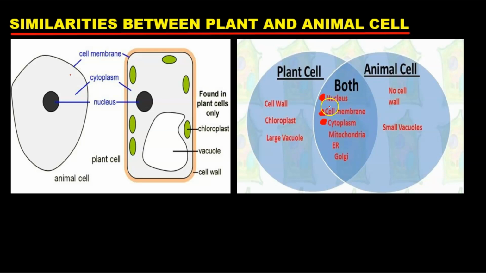But what about those parts that are not common? One of them is the chloroplast. The chloroplast is only found in plant cell. Okay, this is plant cell and this is animal cell. The chloroplast is only found in plant cell and it contains chlorophyll. Chlorophyll is the pigment that is used by plants to trap light energy during the process of photosynthesis. So animal cells do not need chloroplast. What do animals need chlorophyll for? Okay, so they do not have chloroplast.